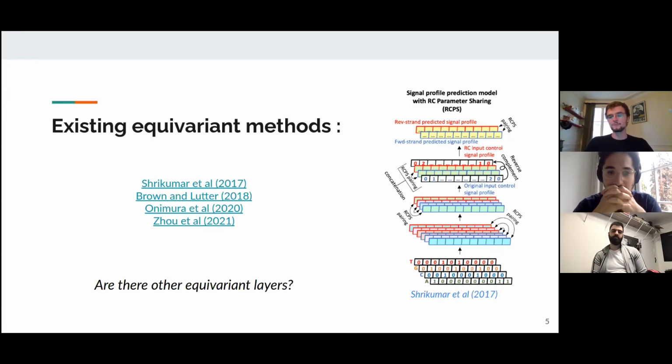But these methods were always handcrafted, and so our paper tries to gather them into a common framework and investigate whether we have a generality result: do we have all the possible layers that would satisfy this constraint, that your input and its reverse complement give the same output.